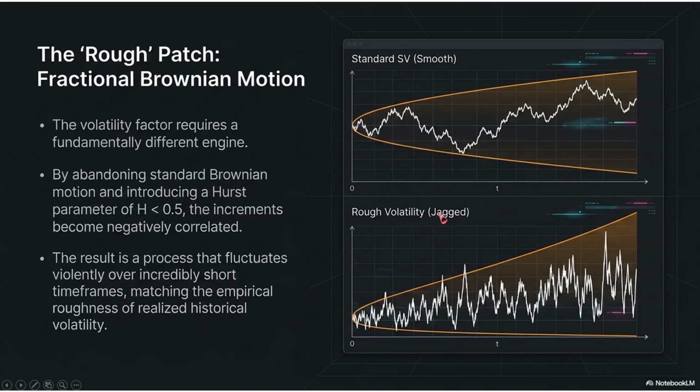So, to fix this, we apply the rough patch, which is the fractional Brownian motion. The volatility factor requires a fundamentally different engine. By abandoning standard Brownian motion and introducing a Hurst parameter of H less than 0.5, the math increments become negatively correlated. The result is a jagged process that fluctuates violently over incredibly short time frames, perfectly matching the empirical roughness of realized historical volatility.